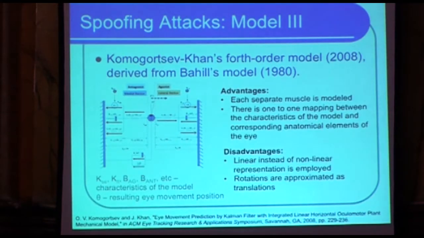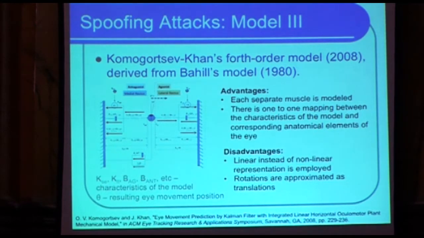And the third model that we are considering was created by myself and my advisor as a part of my PhD dissertation. And we derived this model from the earlier work of Behill. As you can see briefly from this diagram, the model models each extraocular muscle separately, and inside of this model we have one-to-one correspondence between the model components and characteristics of the actual oculomotor plant. And this is extremely important for modeling the eye movement signal very accurately. And so as a result, we have accurate velocity profile, accurate positional profile, and accurate duration of eye movements.